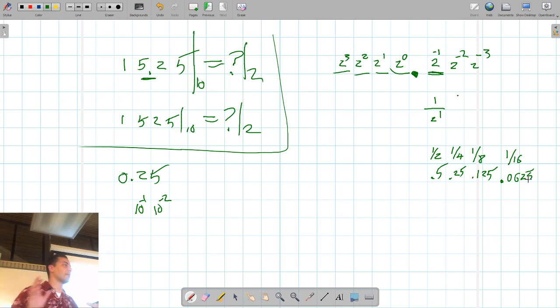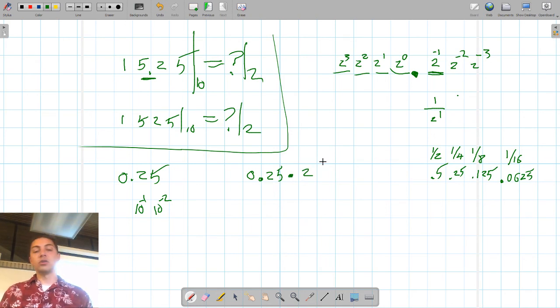All right, so we're going to cover base 10 to base 2 decimal numbers first because it's easier mathematically. All you're going to do is take 0.25, whatever the decimal number is, and multiply it by the base you want to end up in. So in this case, we want to end up in base 2. What is 0.25 times 2? It's 0.5.